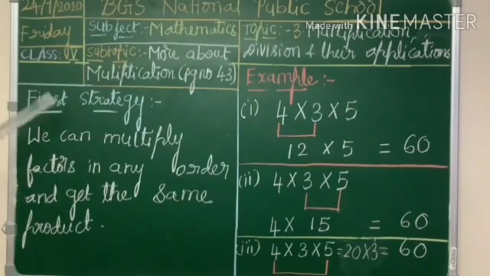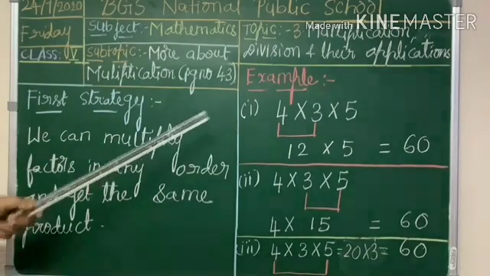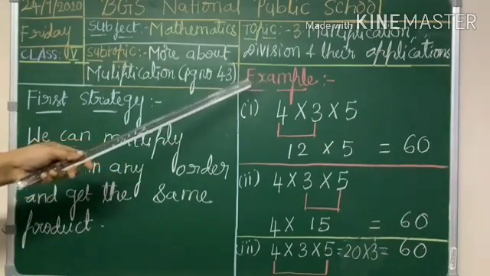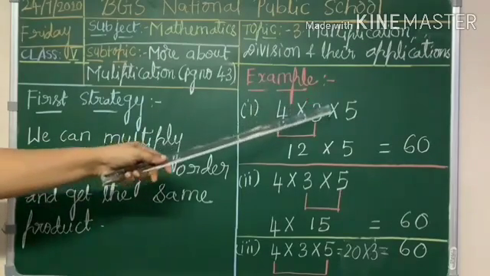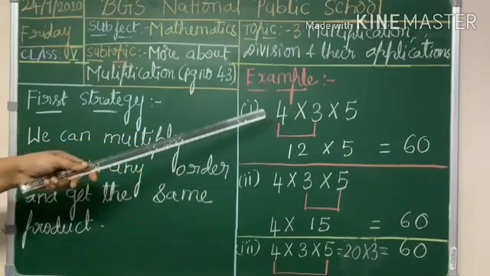But there we learned about the multiplication of 2 numbers. Now, if I give the multiplication of 3 numbers, how do we use this property? This is called the order property. We can multiply the factors in any order and get the same product. Let us see with an example, children. Here, 4 into 3 into 5. Here the multiplication of 3 numbers is given.